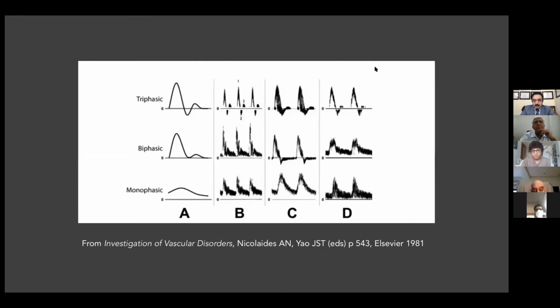So typically, these are representations of what is known as triphasic, three components to this waveform, and I'll talk about it a little later. This is biphasic, two components, various representations of what a biphasic waveform looks like. And this is monophasic, when there's just one component to the sound. Usually when you get monophasic, you're dealing with a problem.